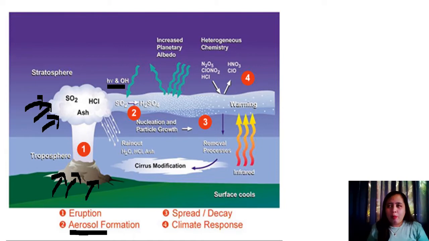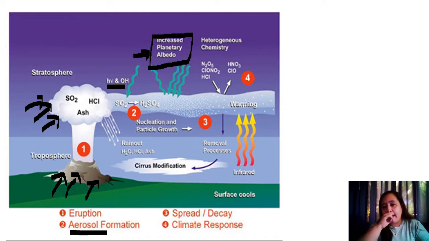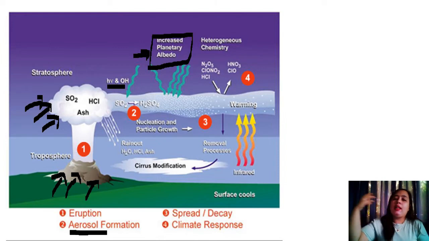Ano naman ngayon kung marami tayong volcanic outgases? This will now cause an increased planetary albedo. I want you to highlight this, itong albedo na ito. Ano ba yung albedo na yan? Albedo, this is the capability or the measure of how much you could reflect something back. That's albedo. How much of light could be reflected back.